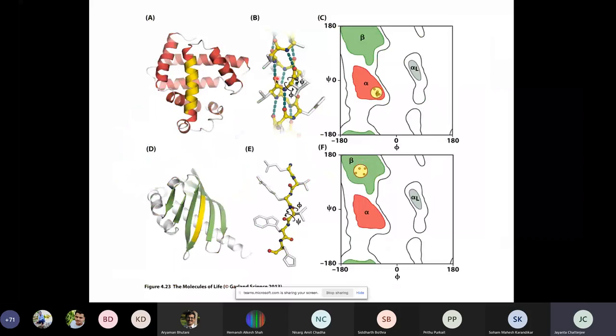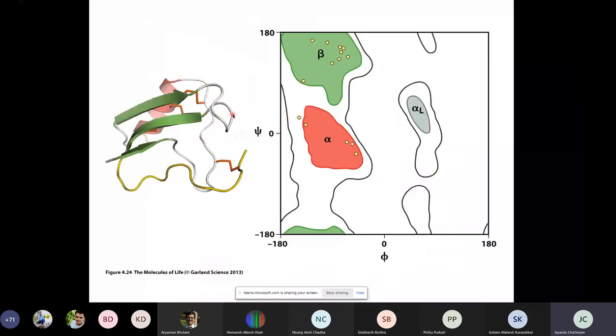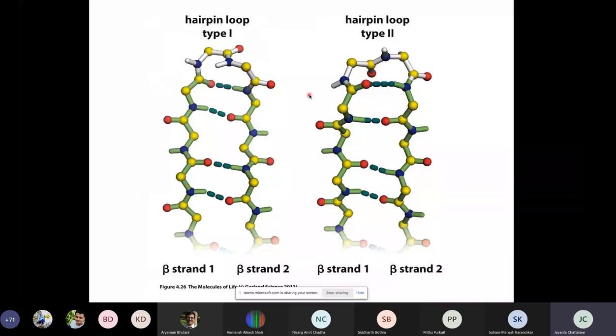This is essentially nothing but a depiction of certain conformers projected onto the Ramachandran plot. Just look at it, you understand. Now, remember when I was showing you the protein structure, a hairpin. This is nothing but a hairpin where you have one strand that binds with another strand in an anti-parallel manner, right? And both the strands are connected by two amino acids, and this turn is called a loop.